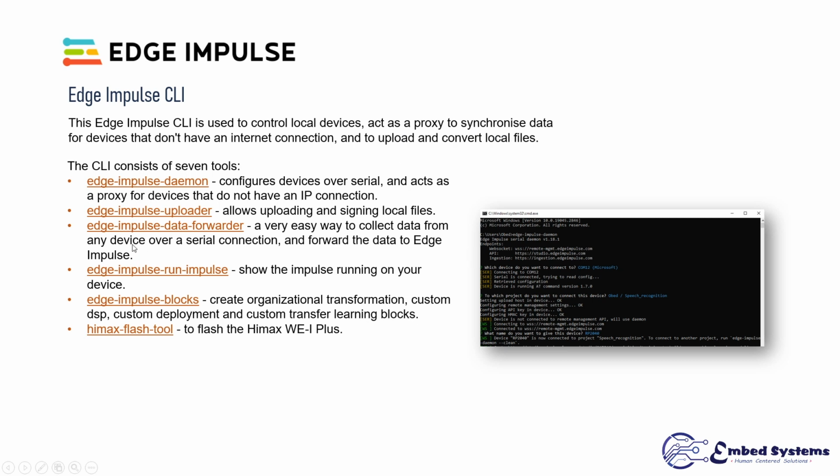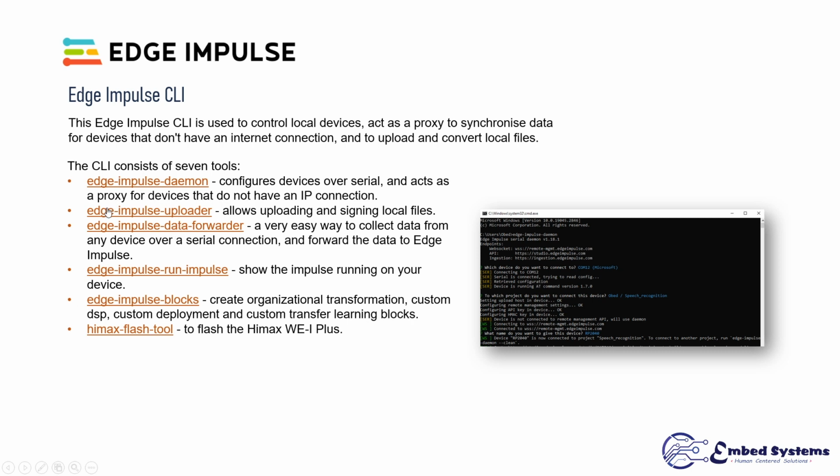So the CLI has several tools, seven tools. The most common, the most used one for our case will be the Edge Impulse daemon. It configures the devices over serial, and it also acts as the proxy for devices that do not have an IP connection. So you can explore all these others.